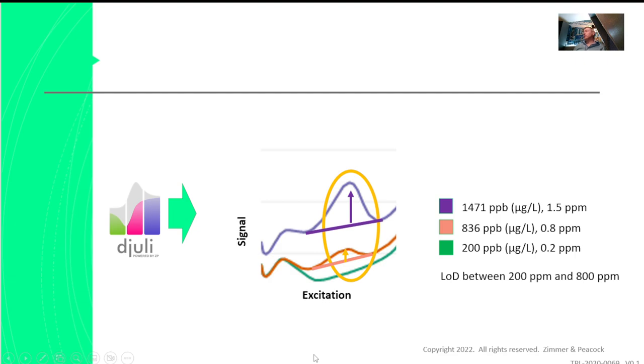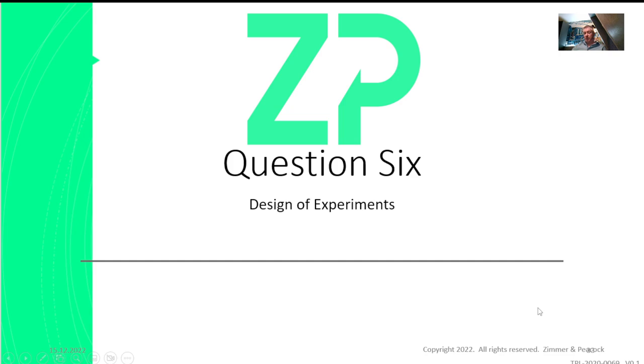It's also worth saying that at Zimmer Peacock, because we have this technology stack, we can generally bring in a sample, do 4 hours of work on it, and see if we can see something. In this case, the native sample, which is approximately 200 ppm, we're really struggling to see. But when we spike it up, then we can see it. I'm quite happy with our limit of detection, especially considering this was just a quick experiment. It's an environmental sample, so it's a real sample. Taking those things together, I'm quite happy with that result.